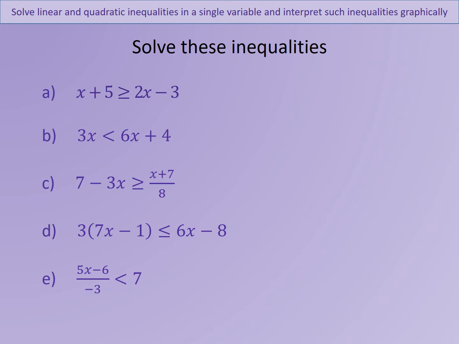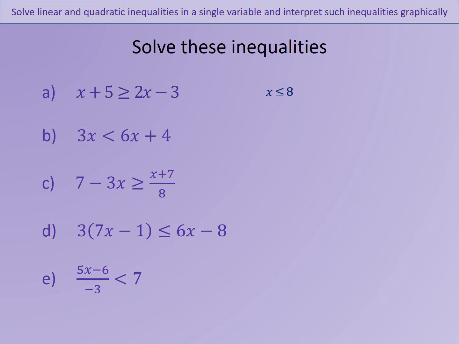Okay, good. So part A then, we would take x off both sides and we would add 3 to both sides and we would end up with x is less than or equal to 8. On B, we would take away 6x from both sides, and we'd end up with minus 3x is less than 4.